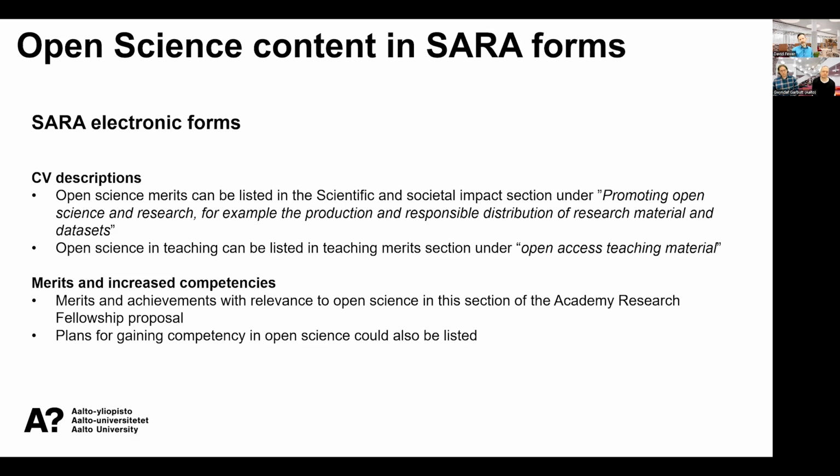So by demonstrating past commitment to open science, you're showing that you have expertise in this and you're committed to open science practices. Open science can also be relevant in teaching, and it is possible in the Academy's CV format to list open access teaching material as well. So do consider these merits when preparing your CV for the Academy. For Academy Research Fellowship applications, past achievements with relevance to open science could be listed in the merit and increased competency section, but also your plans for gaining competency in open science practices could also be listed in this section.